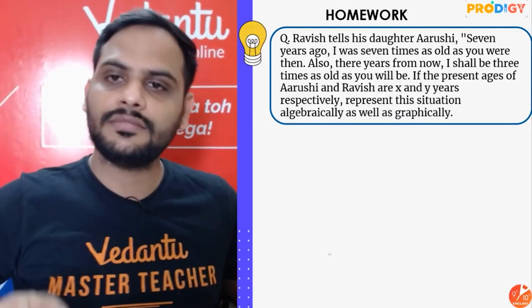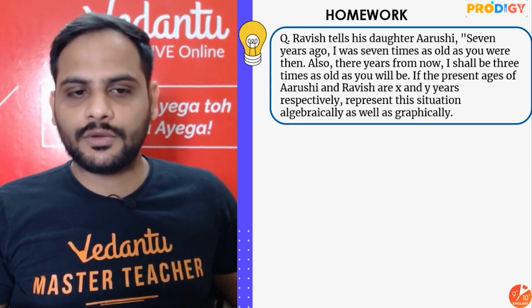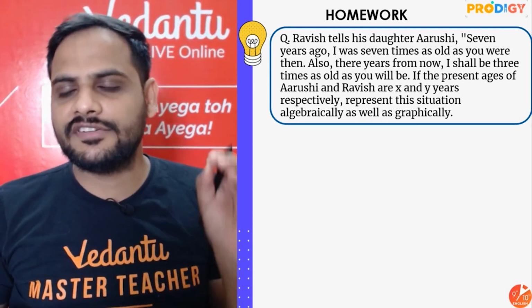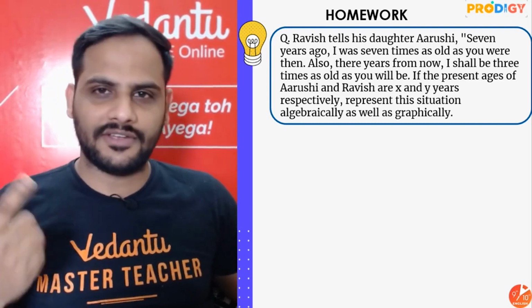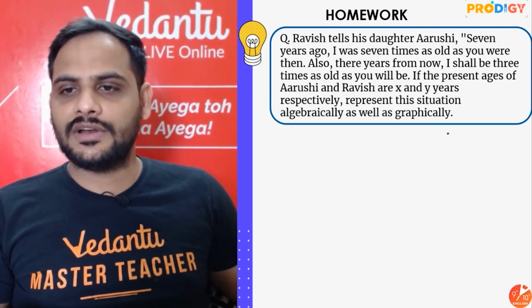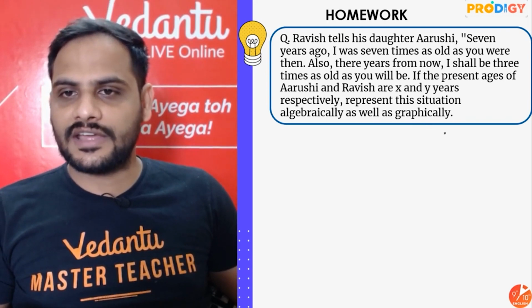Now I gave you a homework question in the previous class. Let's see what this question says. The question says a simple thing. Ravish tells his daughter Arushi, 7 years ago I was 7 times as old as you were then. Also 3 years from now I shall be 3 times as old as you will be. If the present ages of Arushi and Ravish are x and y years respectively, represent this situation algebraically as well as graphically.